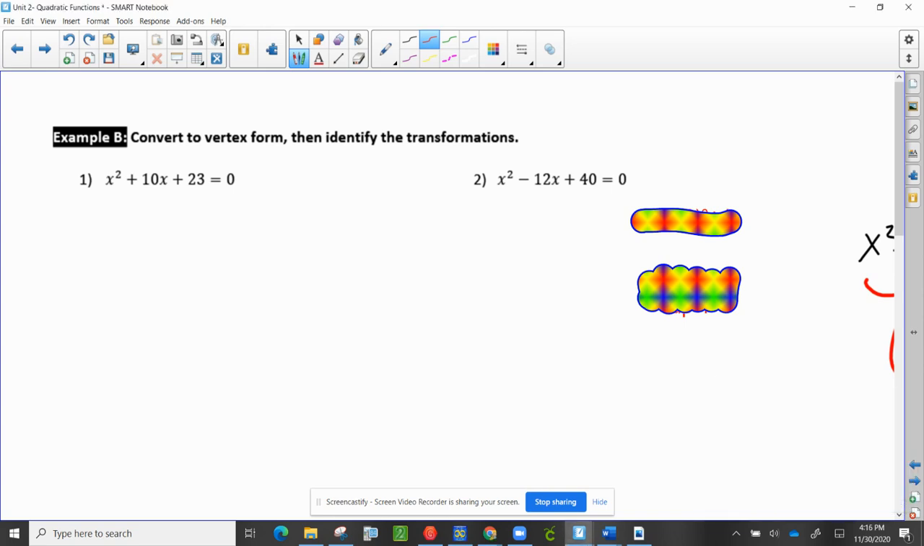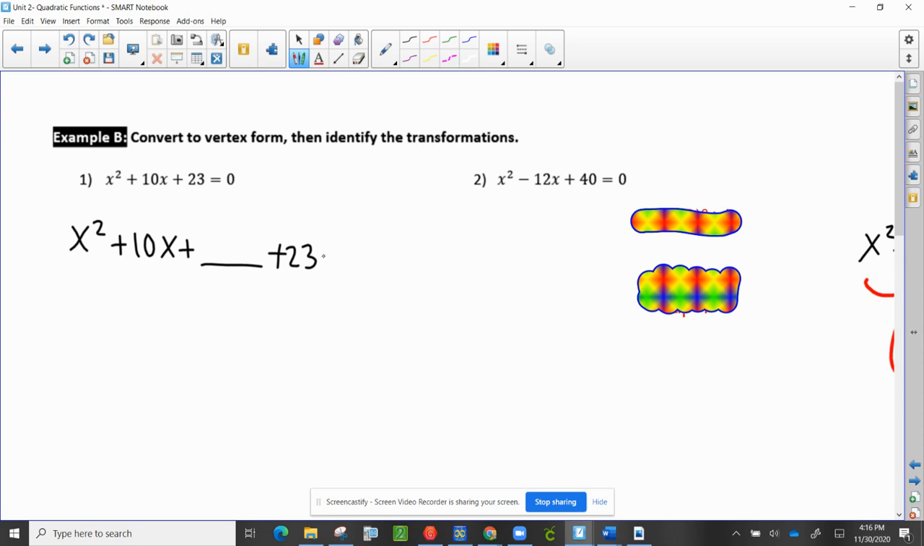So instead, what we can do is turn this into vertex form, and then we can just do the transformations like we did on the front. So remember, on these problems, what we're going to do is complete the square. So I'm going to put my x squared, my x terms together, and I'm going to leave myself space to complete the square. So I just kind of shove that 23 over.